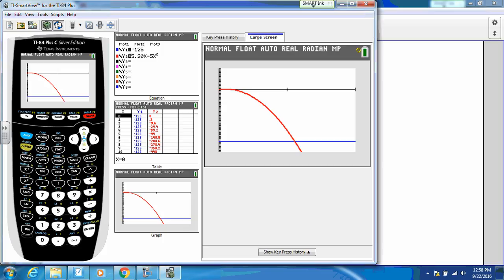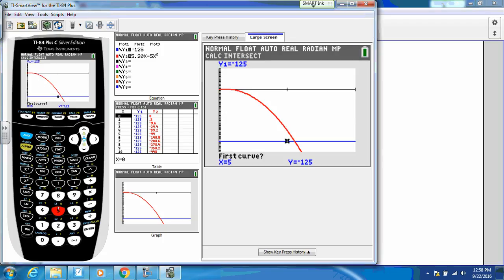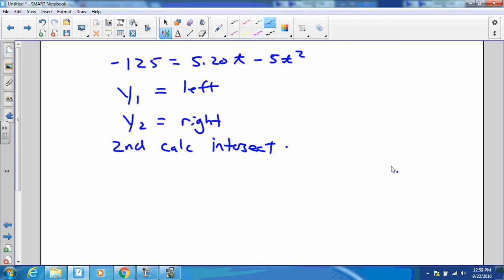Here comes y1, here comes y2, and y2 represents the package falling, y1 represents the ground, and where the two intersect is where the package hits the ground. Second calc intersect, first curve is y1, second curve is y2. Put the cursor close to the intersection point and hit enter, and we get an intersection point at x, which represents t, 5.5 seconds.